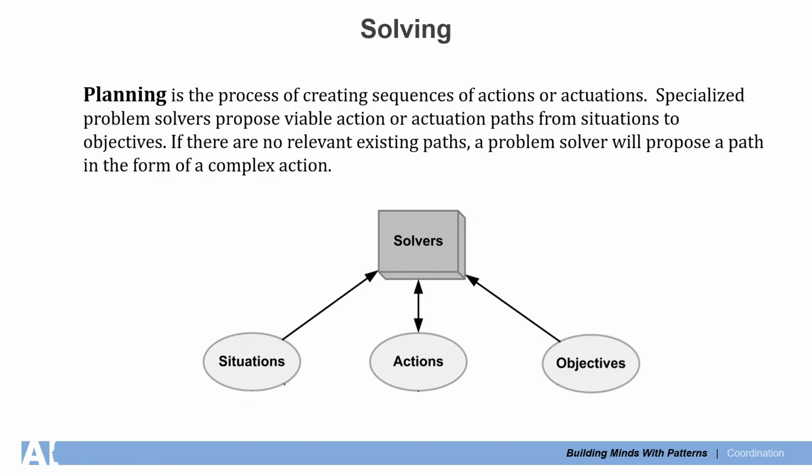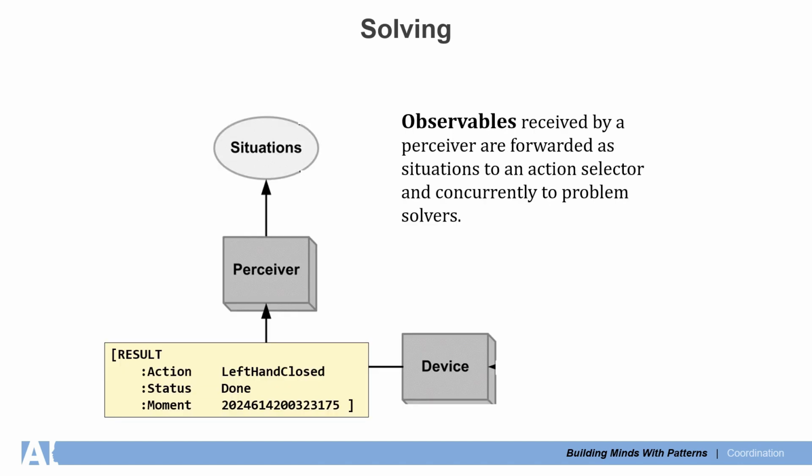Planning is the process of creating sequences of actions or actuations. Specialized problem solvers propose viable action or actuation paths from situations to objectives. If there are no relevant existing paths, a problem solver will propose a path in the form of a complex action. Observables received by a perceiver are forwarded as situations to an action selector and concurrently to problem solvers.